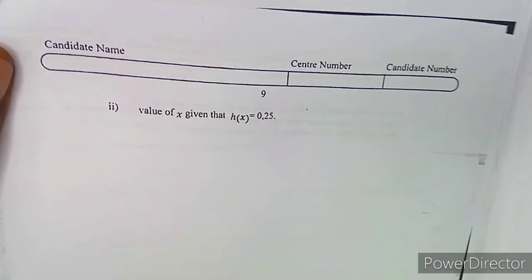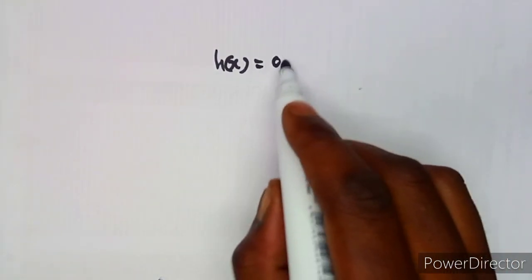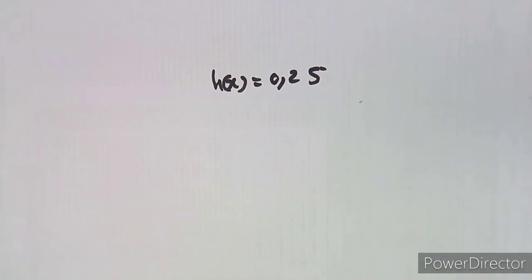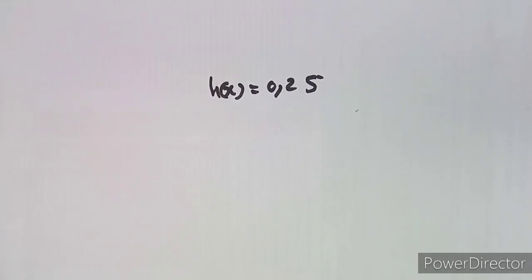Then the other question is to find the values of x for which h of x is equal to 0.25. Okay, so it's another equation that you need to solve, when h of x is equal to 0.25. So how can we actually solve this equation? How can we simplify this part? Let's solve. So we're going to replace again.